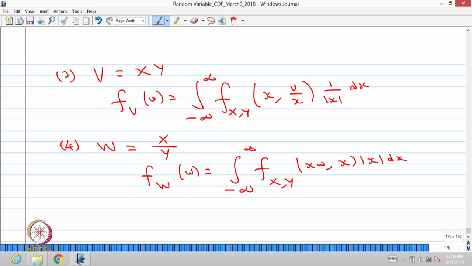So, these 4 results you can remember and you can use whenever you want to find the sum or difference or multiplication or division of 2 random variables.